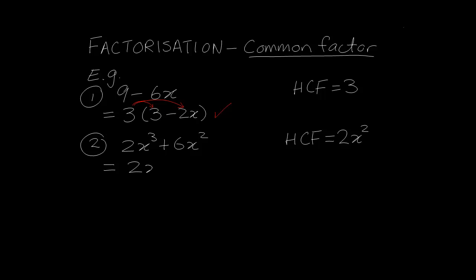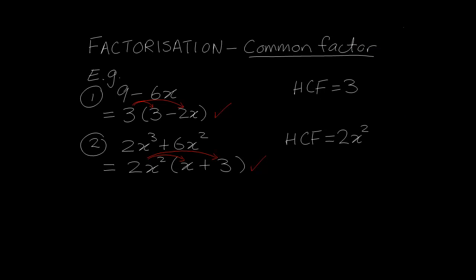Take out the highest common factor outside of a set of brackets, reversing the process of expansion. So 2x squared times what to give you x cubed? I need another x there. And then 2x squared times what to give me 6x squared? I need that to be positive 3. Let's just check. 2x squared times x will give me 2x cubed. 2x squared times 3 will give me 6x squared. I know that's going to be correct.